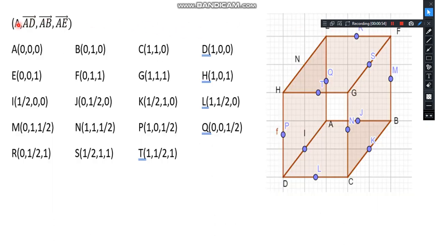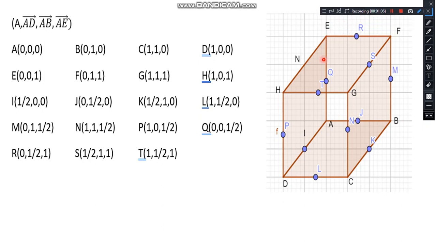Now suppose I have a system, center is A, the x-axis unit is AD, the y-axis AB is 1, and AE is the elevation, the z-axis. So the components of A are 0, 0, 0. B is on the y-axis, so 0, 1, 0. C you have x is 1, y is 1, and no elevation. D here you have on the x-axis 1, 0, 0. E you have 0, 0, 1, etc.